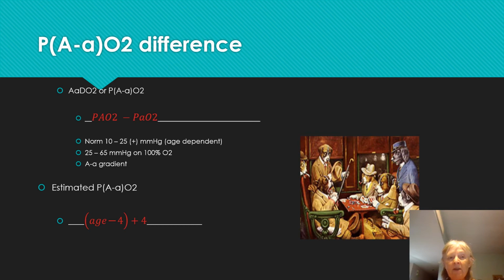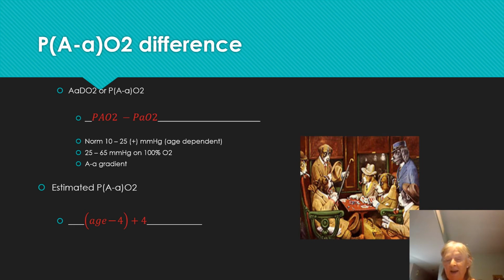Most commonly, though, you're going to see more of the P(A-a)O2, okay? So just be aware that you can see either of those. Can you estimate what it is? This is a good one for you guys to figure out. Take your age divided by 4 and then add 4 to it. So if you're 100 years old, 100 divided by 4 is 25, and 25 plus 4 is 29.